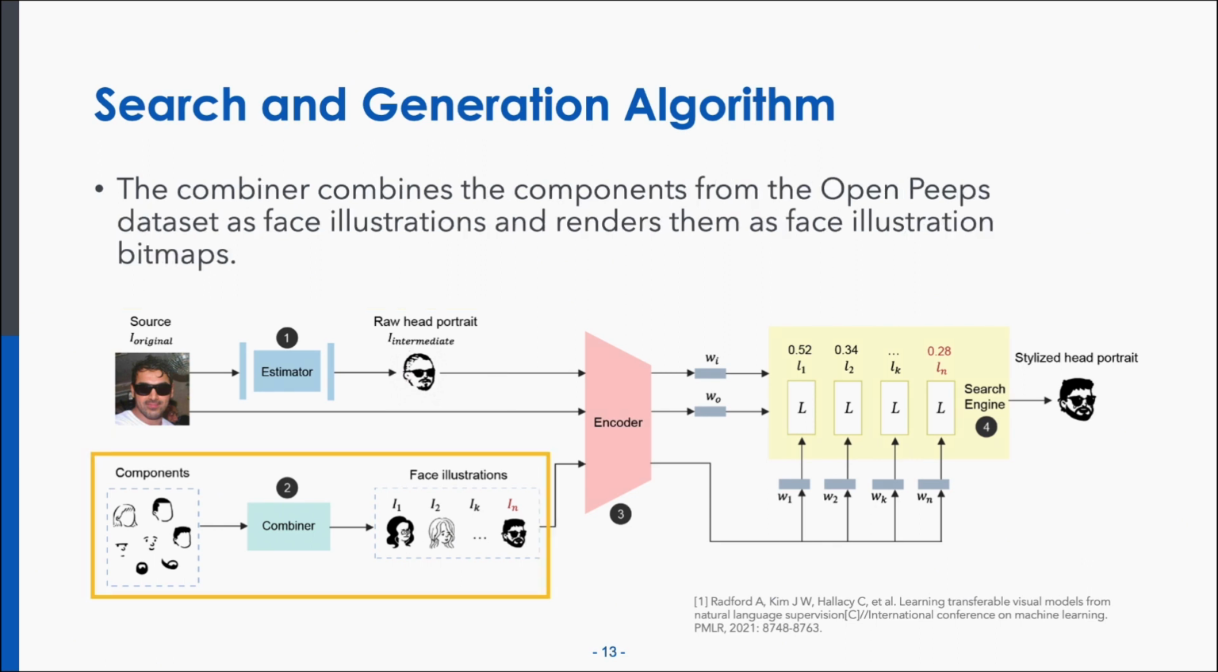The combiner aims to combine the components from the dataset as face illustrations and render the results as bitmaps, which will be further used in the encoding process. We standardized components, and selected one component from each category and combined them in a predefined sequence, which resulted in more than 1 million face illustrations.